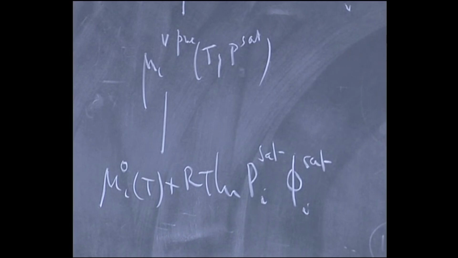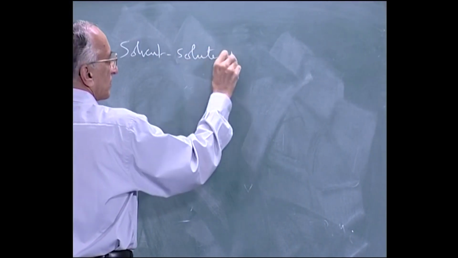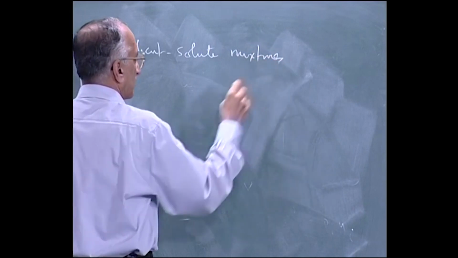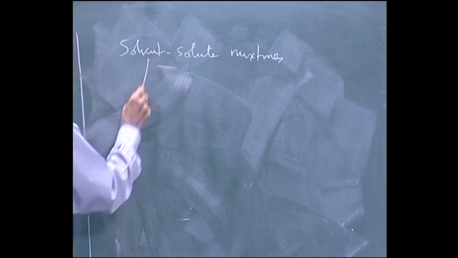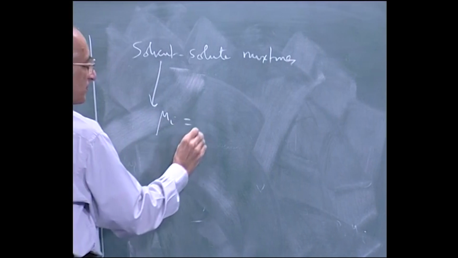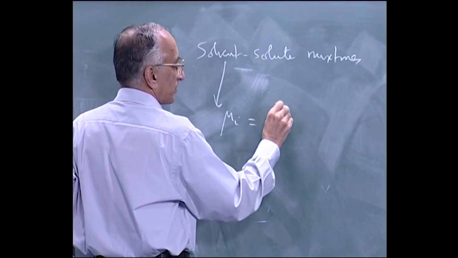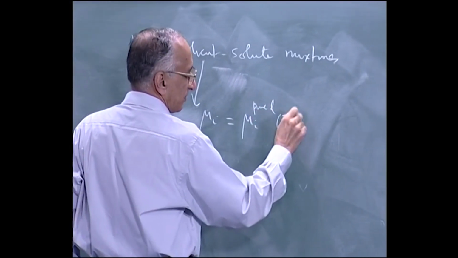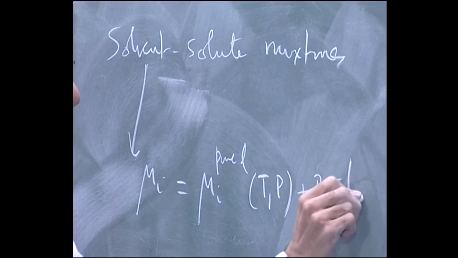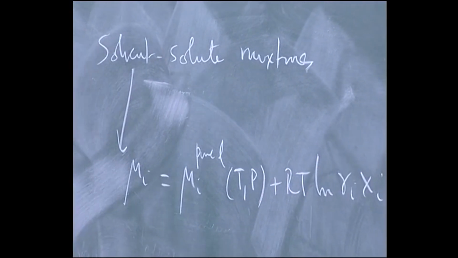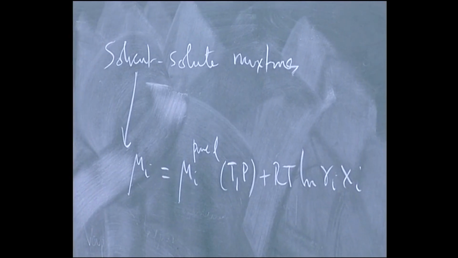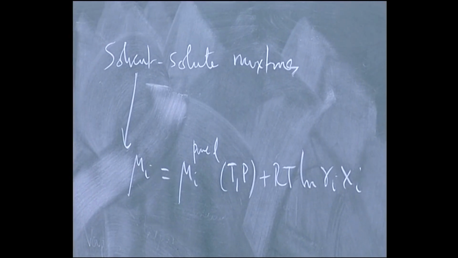So to complete the picture, let me go ahead and do solvent solute mixtures. For the solvent the model is the same, mu I is mu I pure liquid T P. This is a complete specification because gamma I will go to 1 as Xi goes to 1.